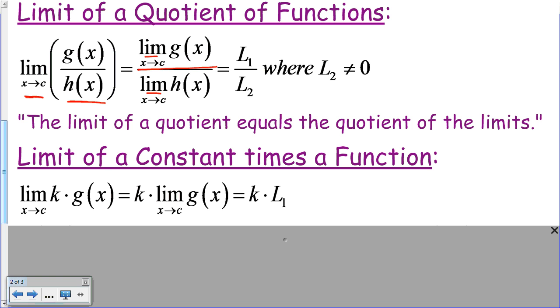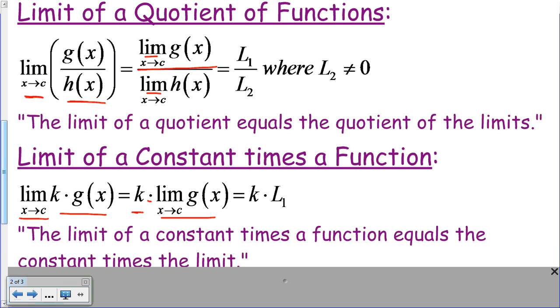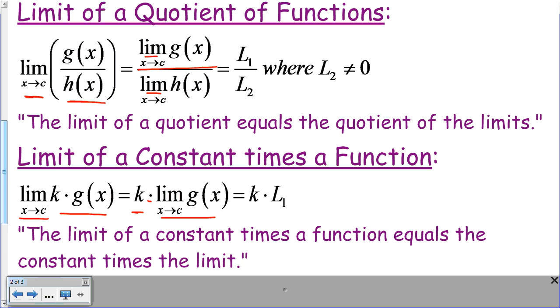So what we're saying here is if we have a limit of a constant times a function, we can rewrite that as the constant times the limit of our function. So that's the way that we might remember that. In words, the limit of a constant times a function equals the constant times the limit.